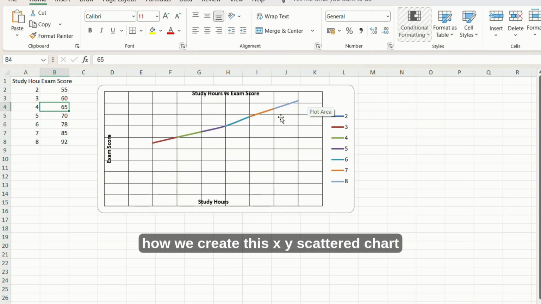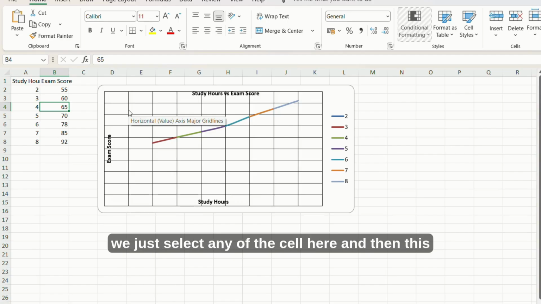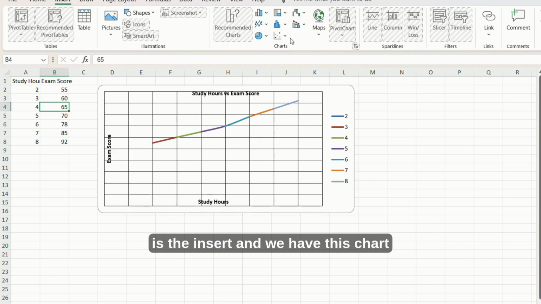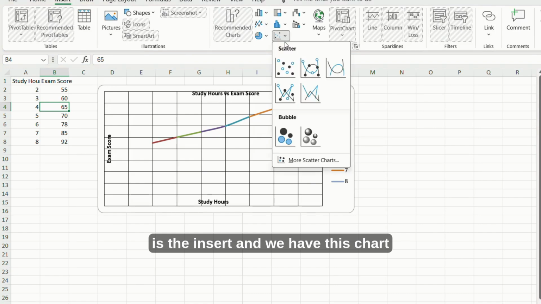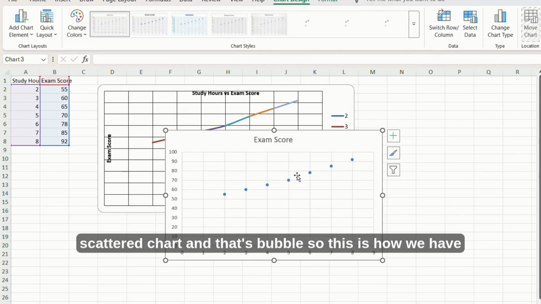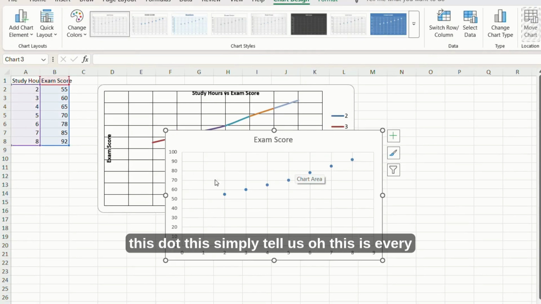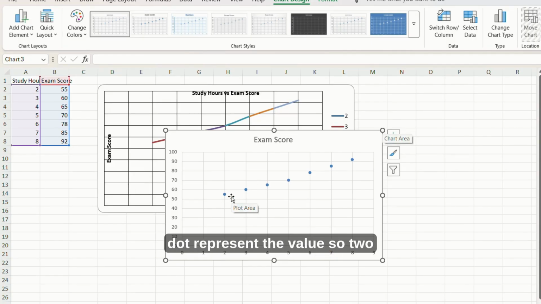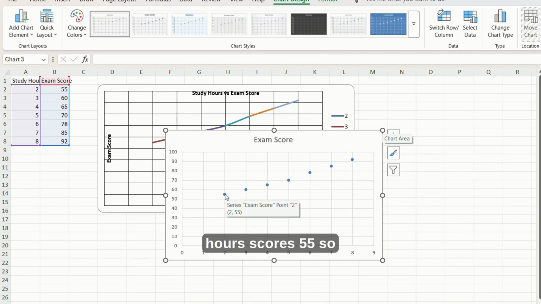So how do we create this XY scatter chart? We just select any of the cells here, and then go to Insert, and we have this scatter chart, and that's bubble. So this is how we get these dots. Every dot represents a value. So 2 hours scores 55.